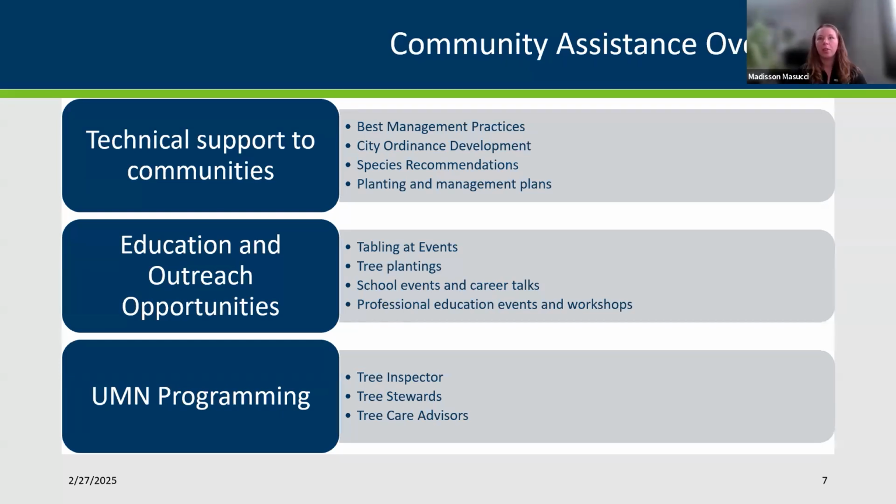The University of Minnesota provides the educational components for certification and recertification of Tree Inspector, while the DNR maintains the database and sends out the Tree Inspector cards. Tree Inspector is a legislatively mandated program that trains and certifies people in the basics of shade tree management. And we have more than 700 certified tree inspectors statewide, which is awesome to see.